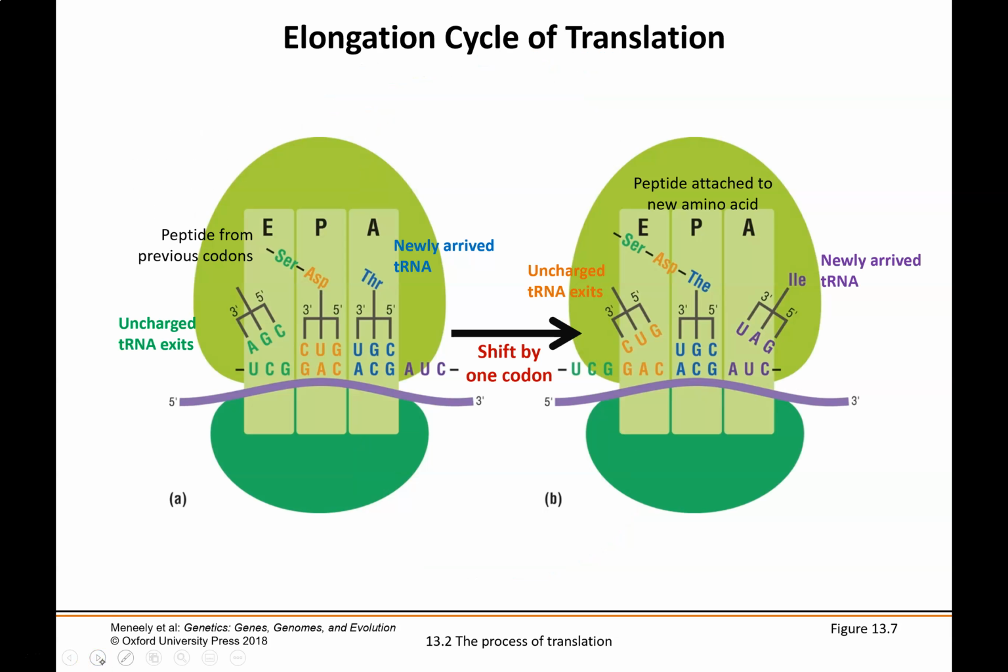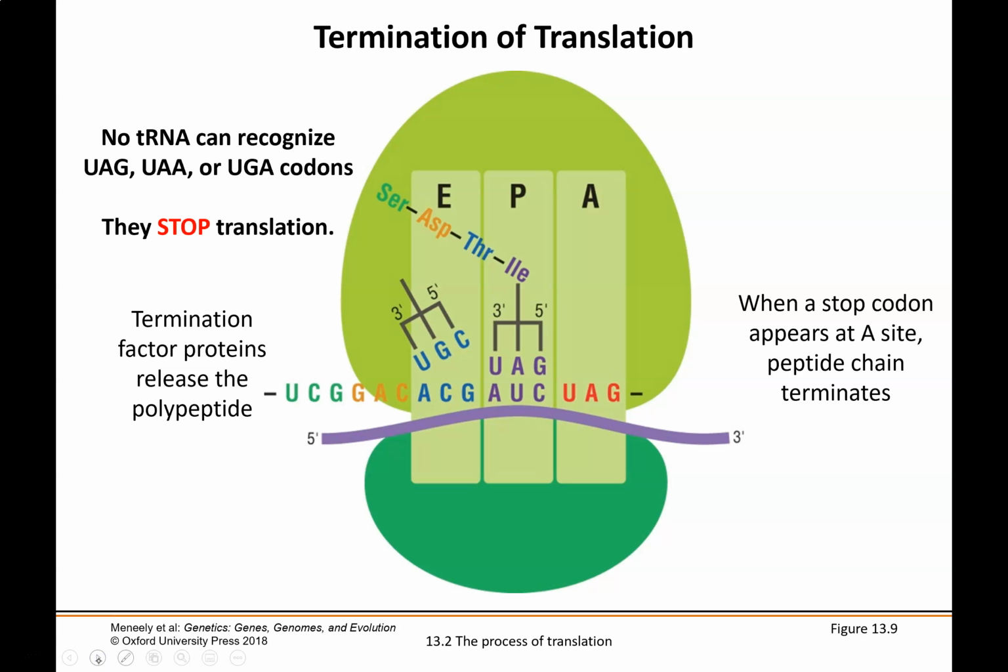So in the cycle of elongation, we really sort of already talked about this. We have our amino acid chain building in the P site. A new tRNA comes in with a new amino acid. That chain is transferred to the A site, and then the whole system shifts just a little bit. And then your tRNA exits and a new tRNA comes in. And this cycle, again, just continues. Eventually, we hit a stop codon.